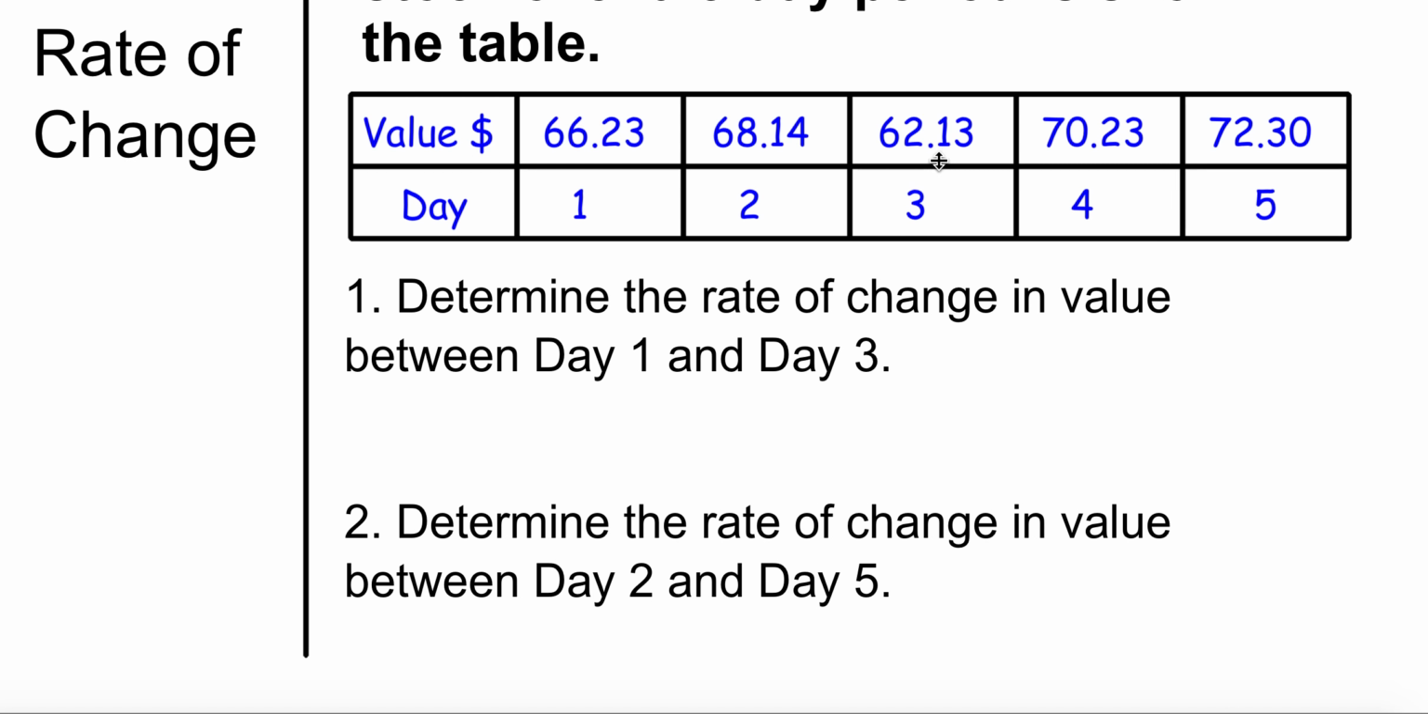On day 3, it's $62.13. Something must have happened because it dropped that day. Day 4, it went up. Day 5, it went up. What this question is saying is determine the rate of change in value between day 1 and day 3. So we're jumping and skipping here.